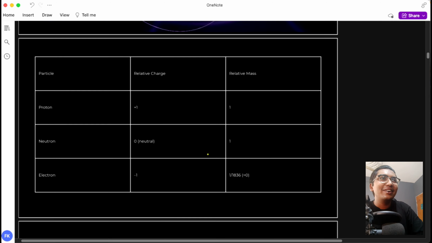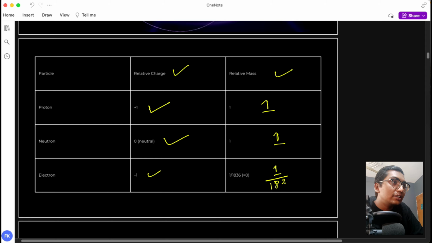Now let's look at their relative charges and relative masses. So proton is positively charged. What about neutron? What charge does it hold? That's correct. It's neutral. I don't know if you guys said that or not. I just said it. So electron is negatively charged. Now let's look at the relative masses. Proton is 1. Neutron is 1. However, electron is 1 by 1836 the mass of a proton or neutron.